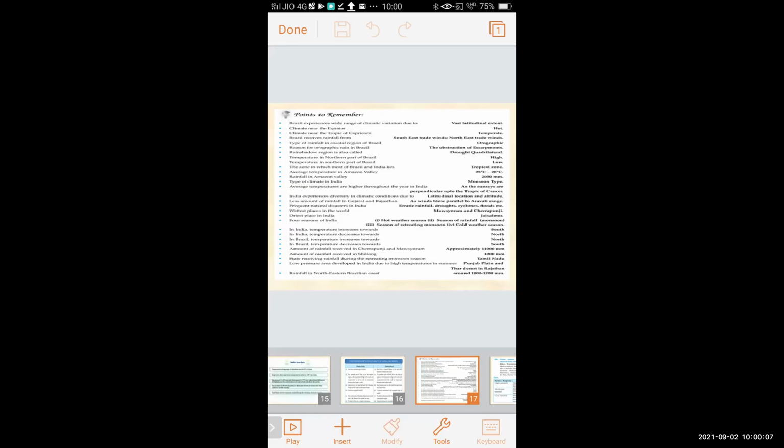Rainfall in northeastern Brazil coast is around 1000 to 1200 mm. So these are the points to remember related to the lesson. It's very important. We have done a small revision related to it.